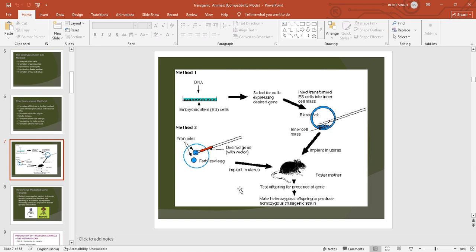In the second method, we have the desired genes. We can put them in the male pronucleus, and then we'll get fertilization with the egg. And after fertilization, it is implanted in the uterus of the foster mother, and then we'll test the offspring for the presence of the foreign gene. So this is the pronuclear method.